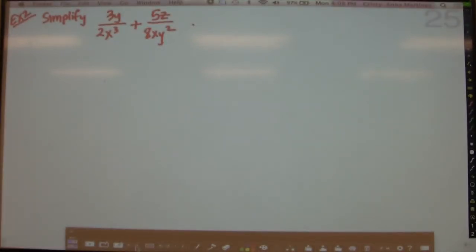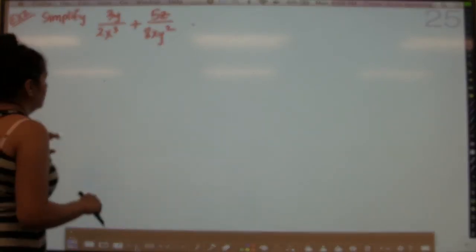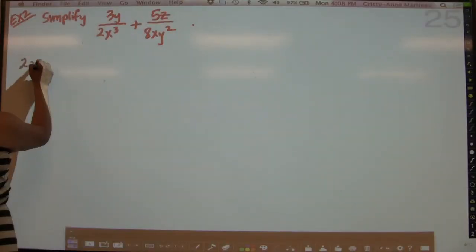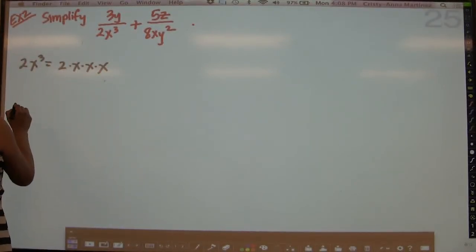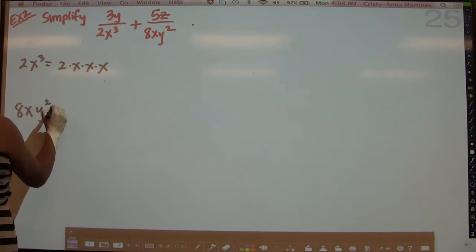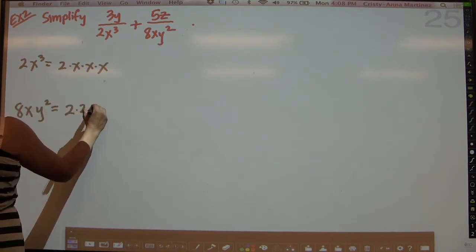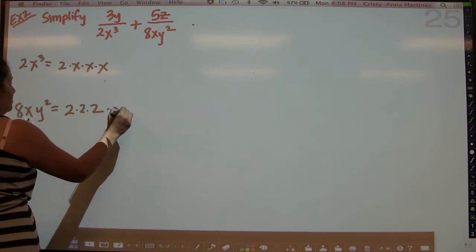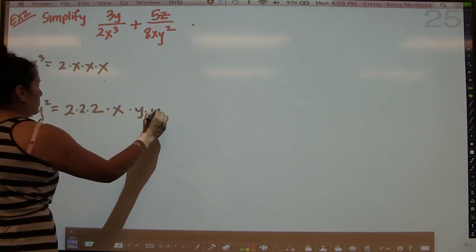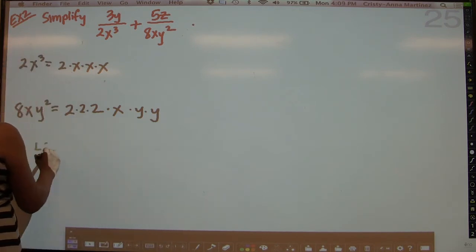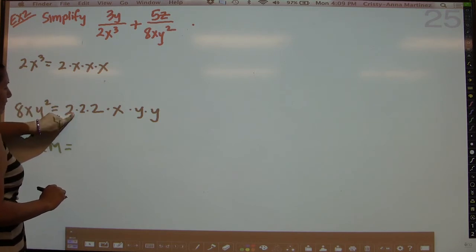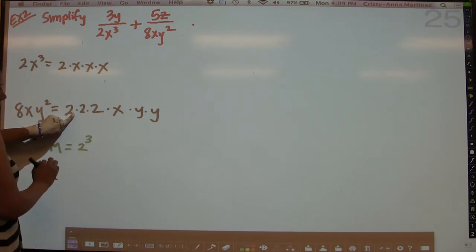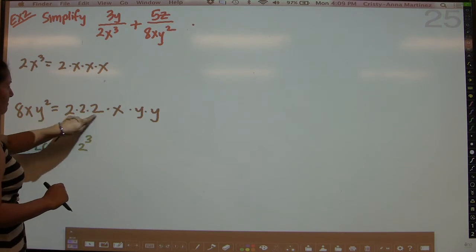For this little guy, since we have a 2x cubed, that's going to be 2 times x times x times x. For the 8xy squared, you're going to get 2 times 2 times 2, which is 8, times x times y times y. So for our least common multiple, we're going to have the 2, but we have to write 2 to the 3rd power because it has to be the greatest number of times that it's present. So we have 3 of them here.